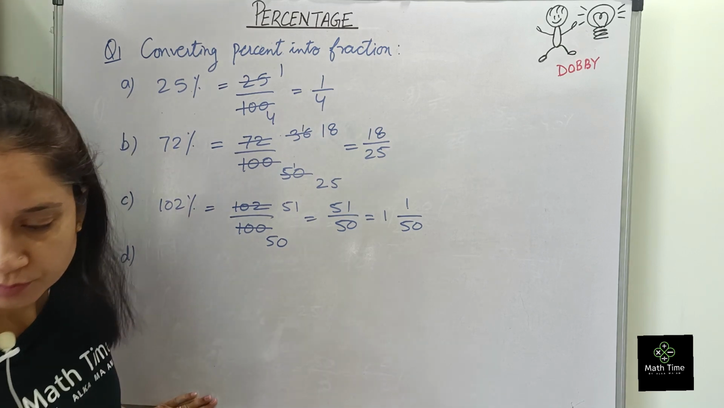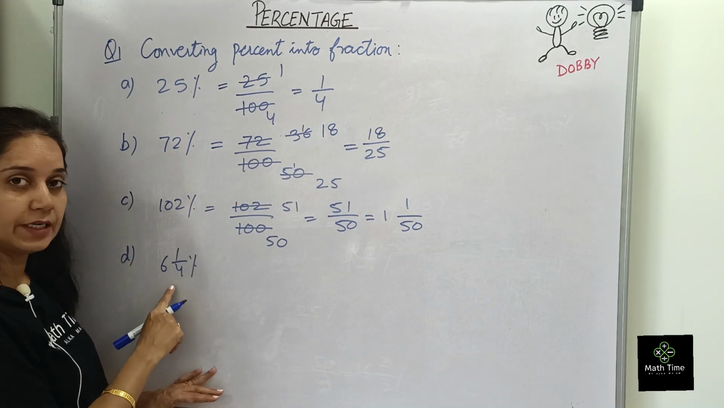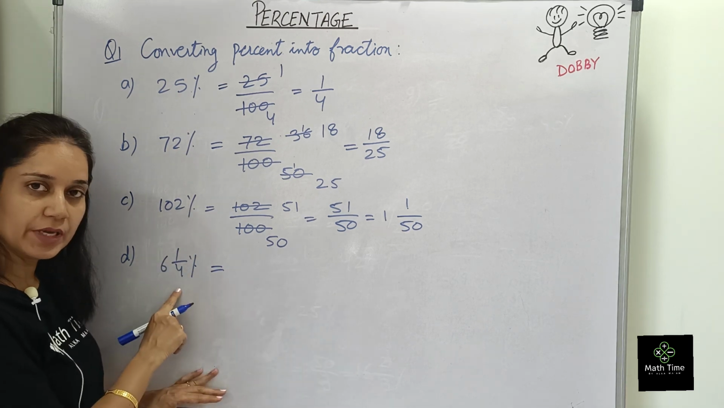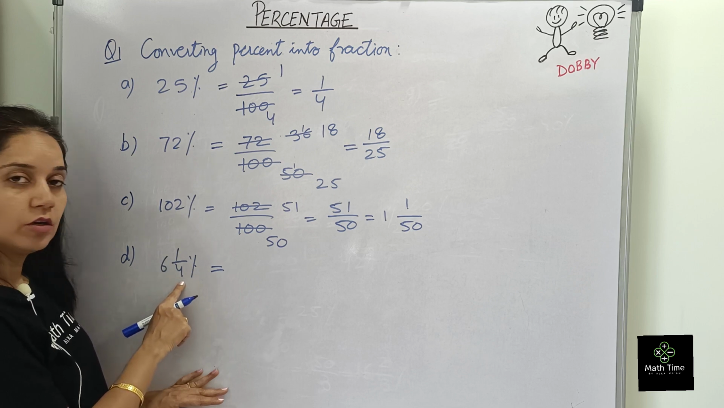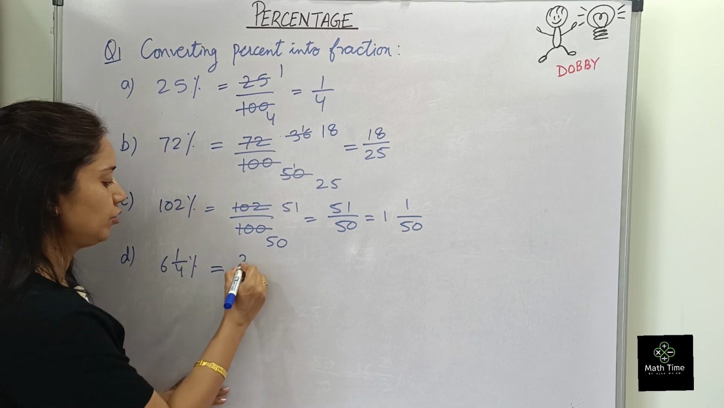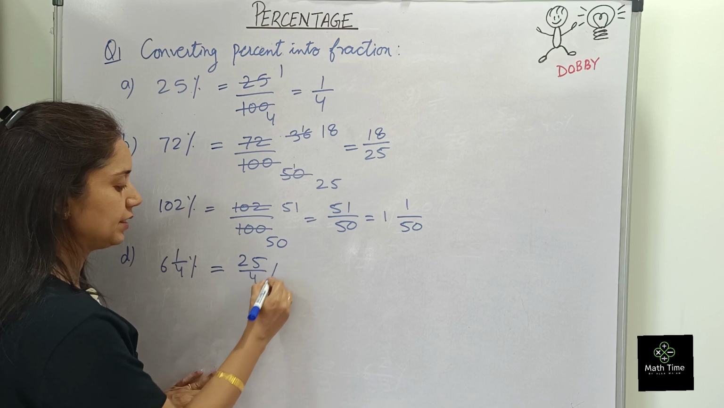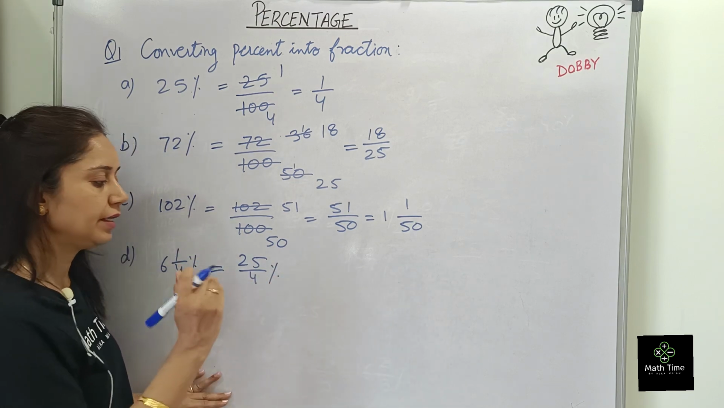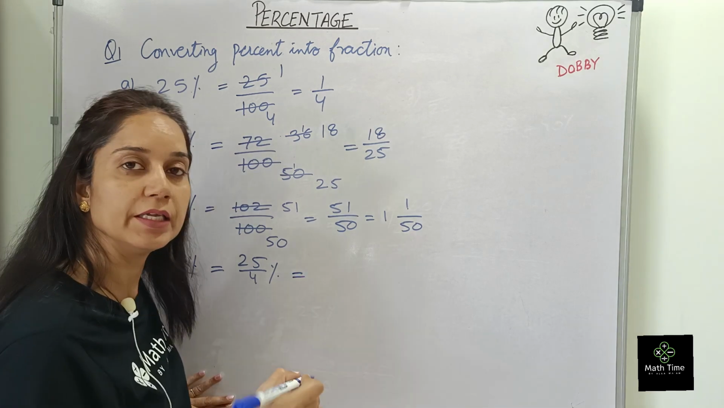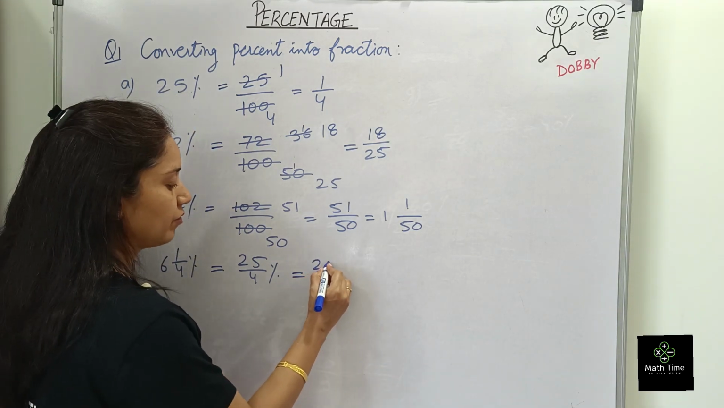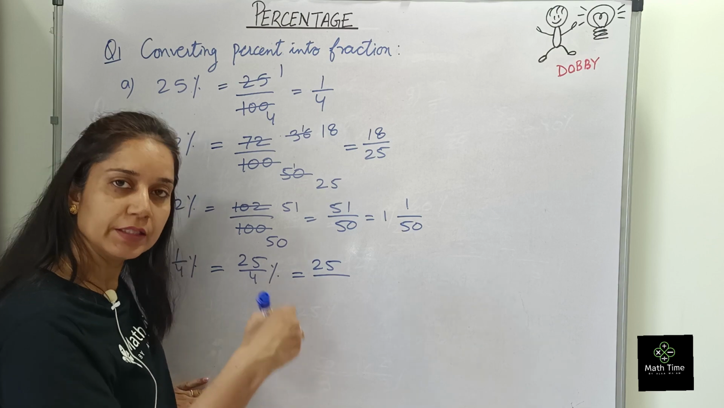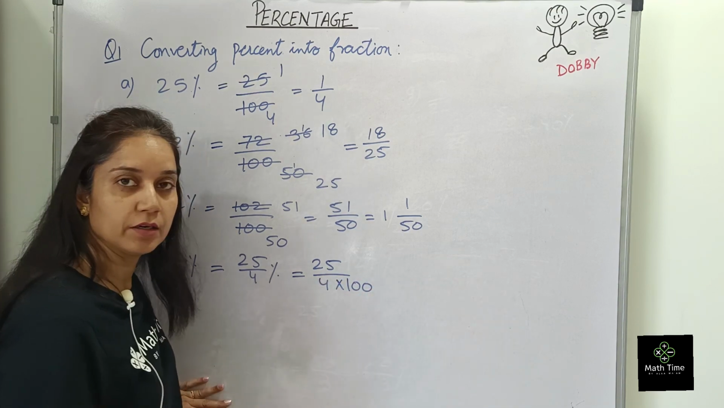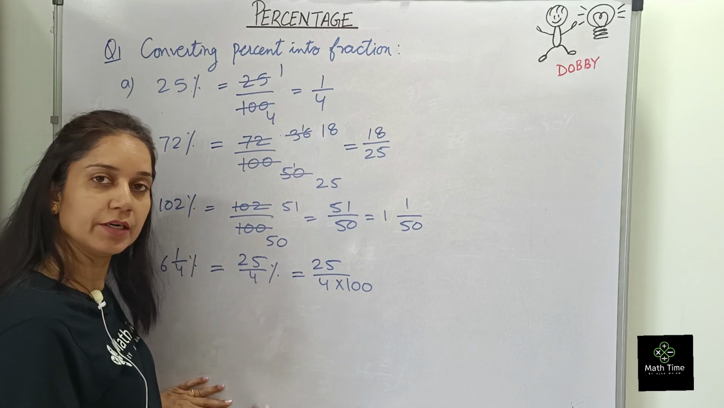Okay. 6 1 upon 4%. Percent given, we have to convert into fraction. So first of all, mixed, turn it into improper. 4 6s are 24 plus 1, 25 upon 4%. Percent symbol we have to remove and put 100 in the denominator. That means 100 in the division. When we divide, where do we write the number? In the denominator. So multiply by 100 in the denominator, or you can call it as divided by 100.